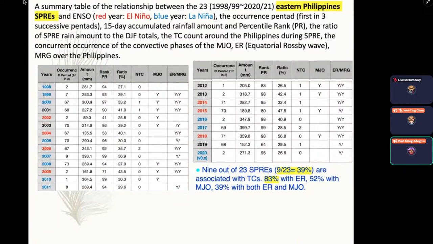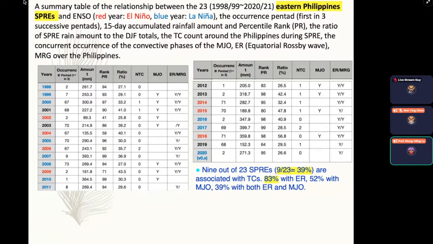If we mark a Y, that means yes: when the SPRE occurred, we detected the ER or MRG concurrently occurring. So you can see that the equatorial waves, the ER, have the most frequent occurrence. During the 23 cases, we found that 83% of SPREs are associated with the ER waves.